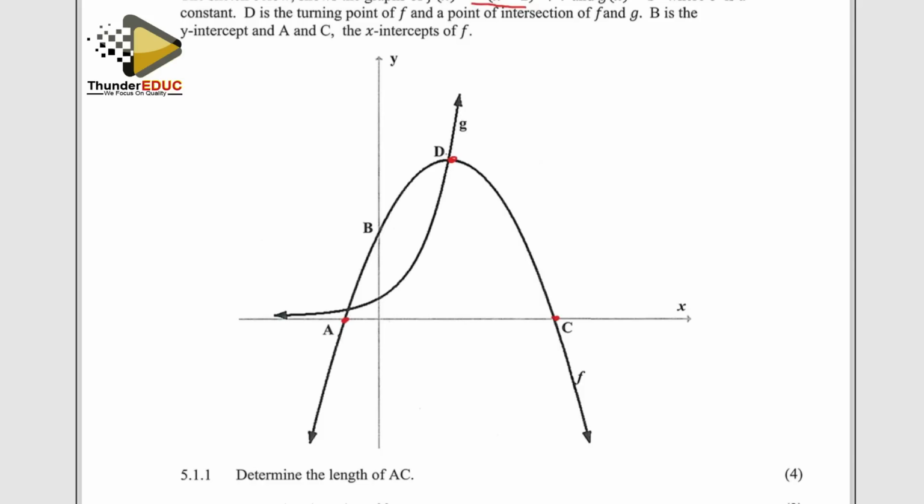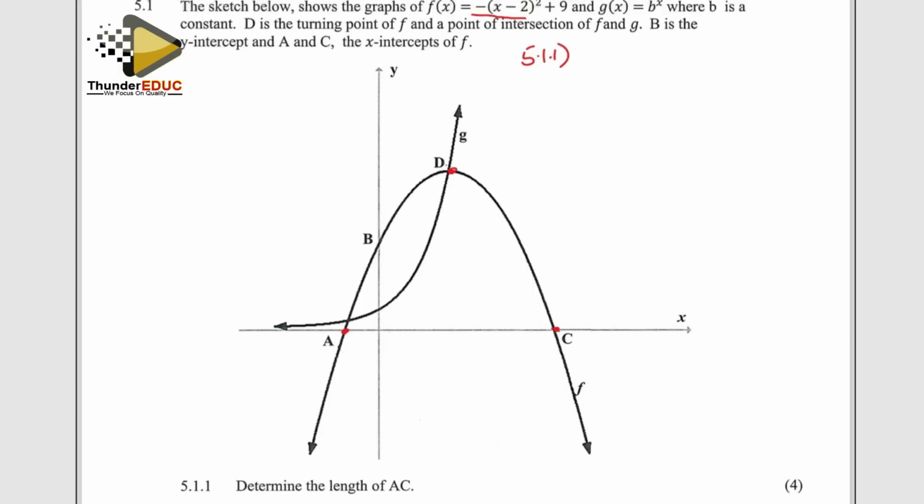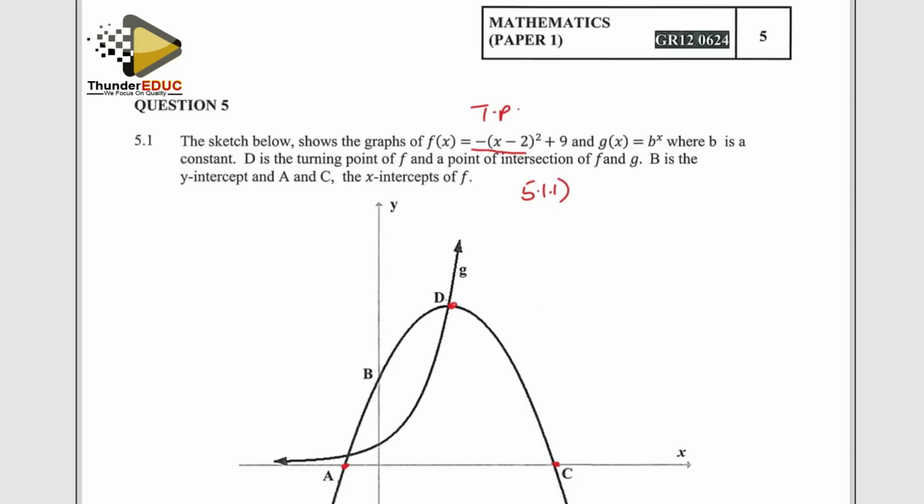So whenever they ask you for the length, we need that distance. And for us to get that distance, we need to know the coordinates of A, we need to know the coordinates of C. But C and A are x-intercepts. Along the x-intercept, y is 0. So the only graph that's cutting at A and C is f. So I'm going to have negative into (x minus 2) squared plus 9 equated to 0. I can move the 9 that side just to make it quick for me. I don't want to open the quadratic and all of that. So divide both sides by the negative.